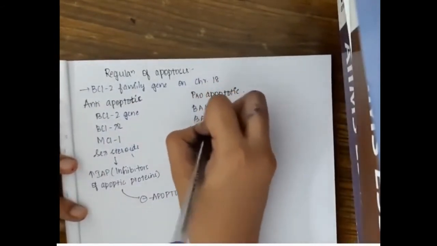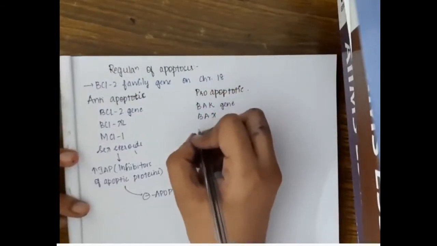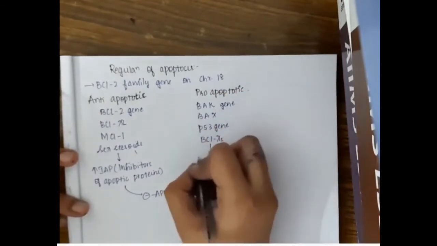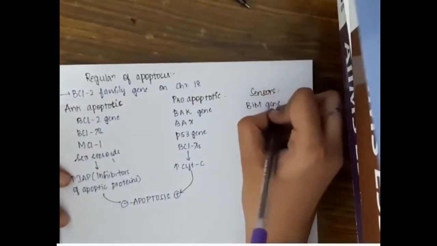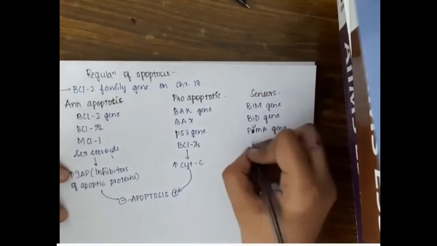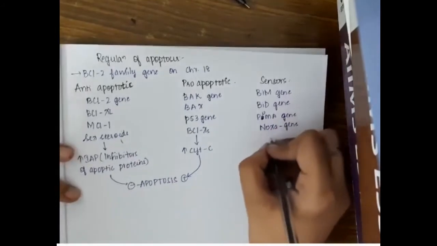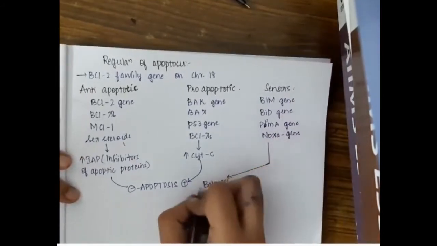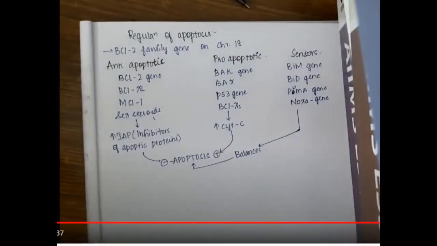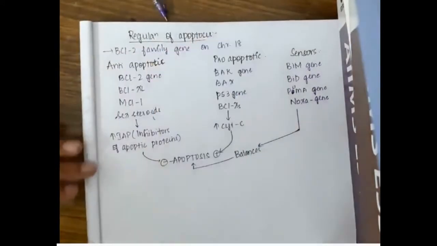Whereas pro-apoptotic factors like BAC gene, BAX, P53 gene and BCLXS gene, all these will increase the cytochrome C, which will activate apoptosis. Sensors are BIM, BID, BAD, PUMA gene and NOXA gene. So BIM, BID, BAD, PUMA, NOXA genes will balance the apoptosis, so we call them sensors. So these are the important points about the regulation of apoptosis.